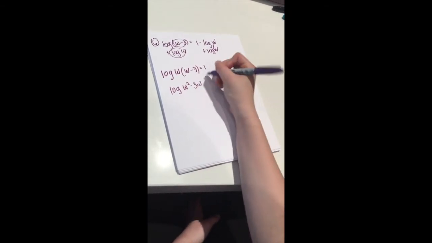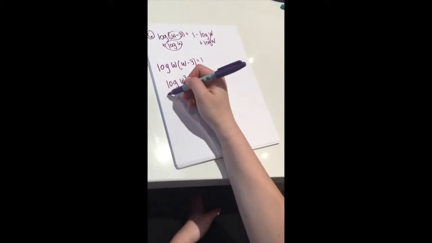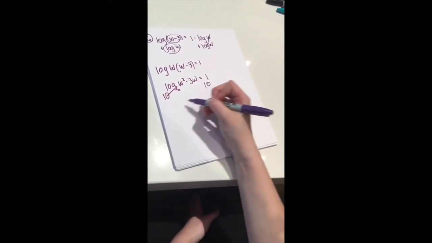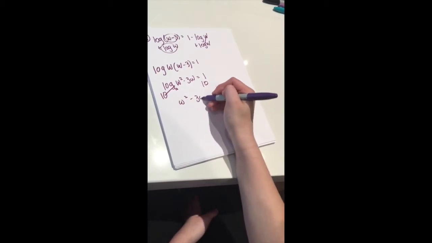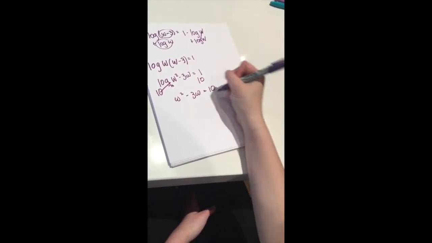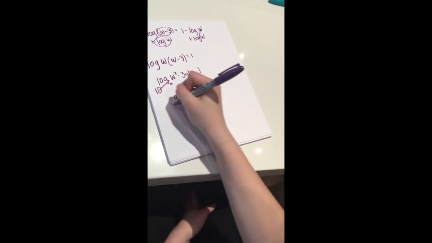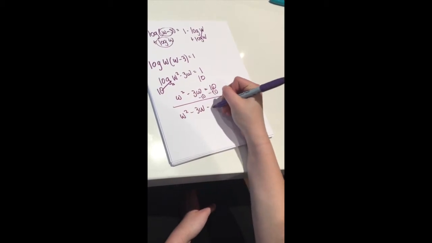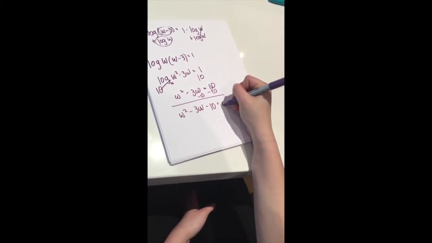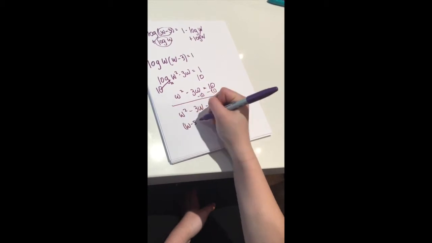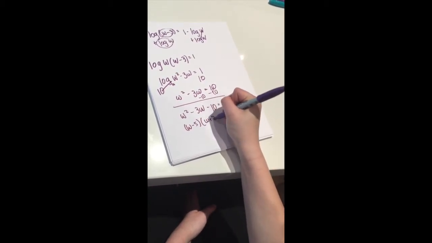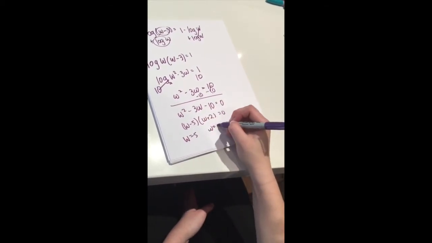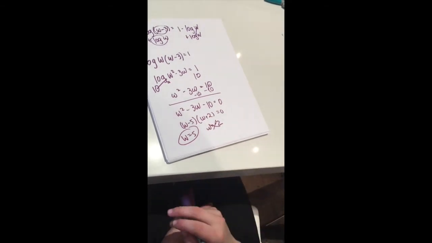which ends up being log of w squared minus 3w equals 1. Now you have to take both sides to the base 10 because log is really base 10. So that can cancel out, and that becomes w squared minus 3w equals 10. Now we're going to subtract 10 so that we can solve it like a quadratic. We get w squared minus 3w minus 10 equals 0, and that factors to be w minus 5 times w plus 2 equals 0. So we get w equals 5, or w equals negative 2, which we reject, and the answer is w equals 5.